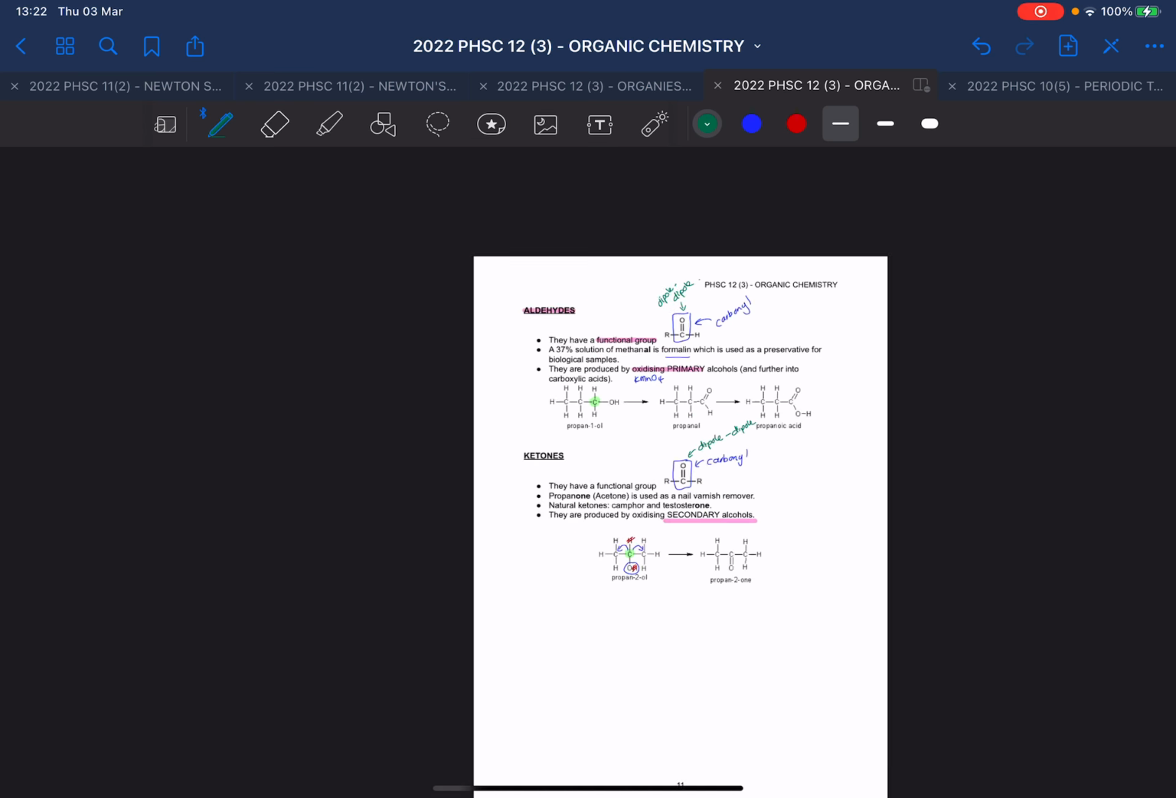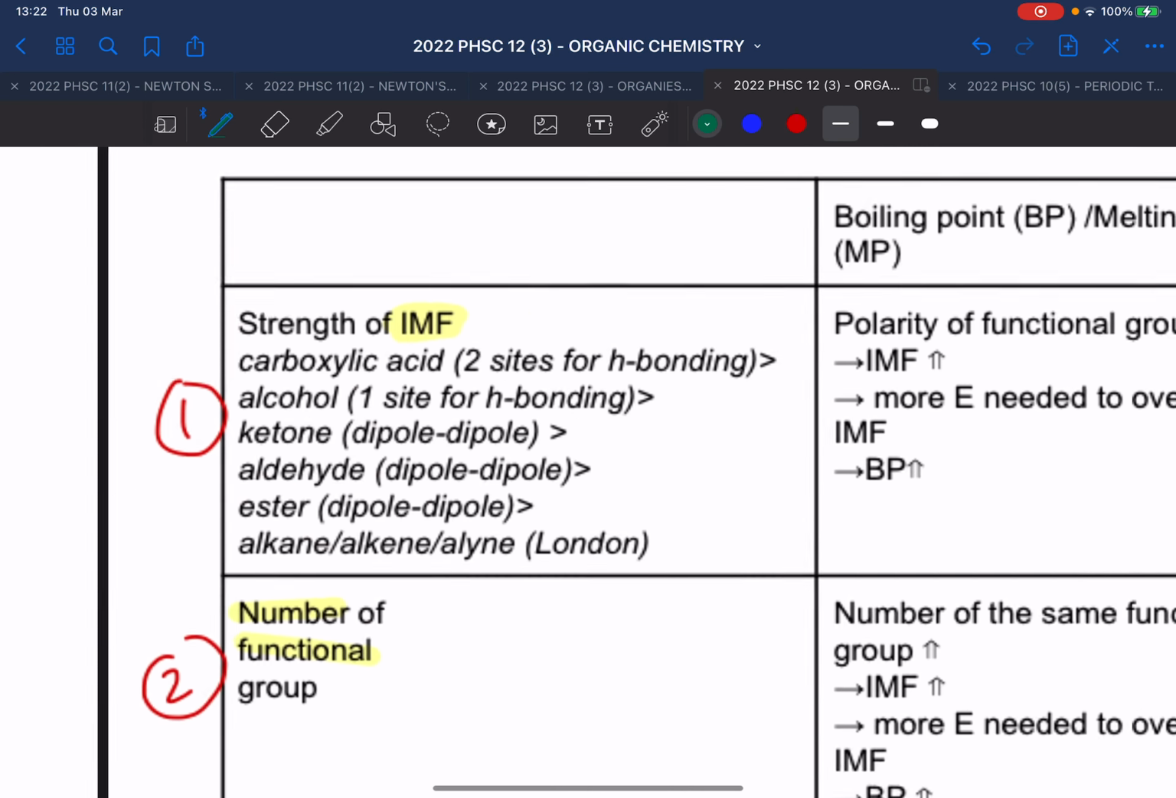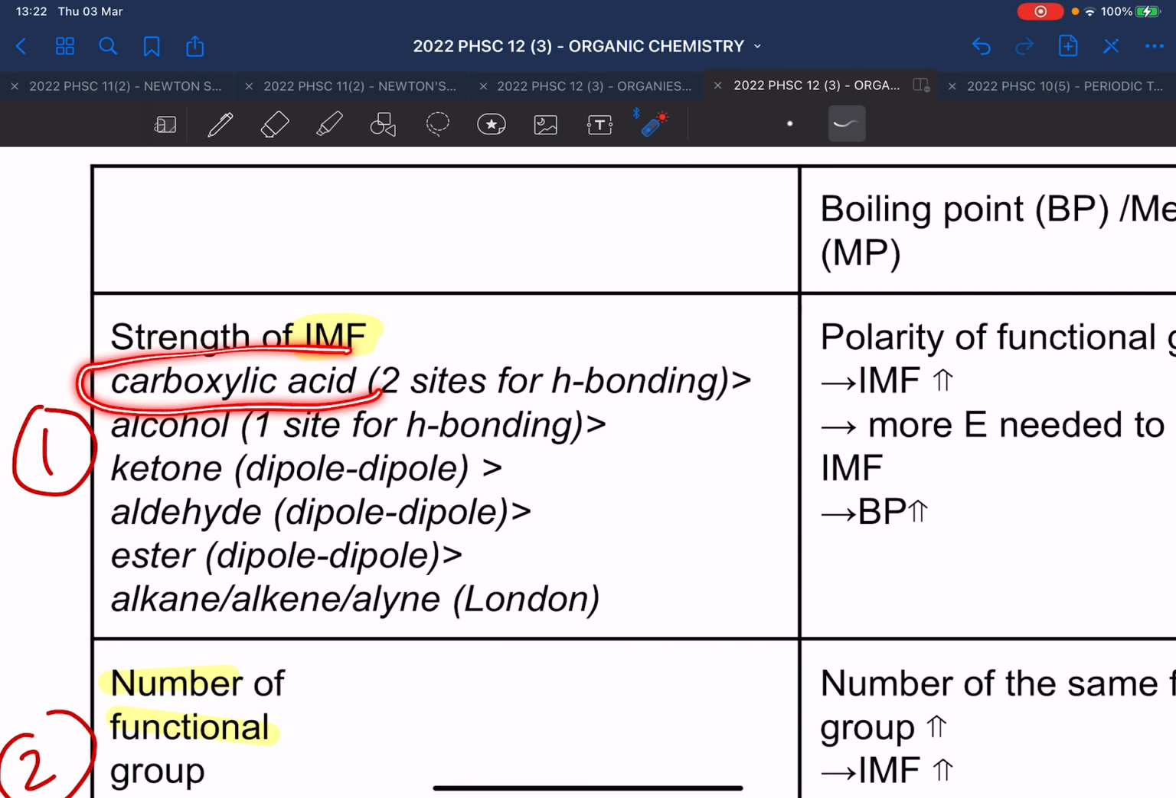Okay, so back to that page where we just were. If you see there, I tell you carboxylic acid has two sites. So carboxylic acid has two sites for hydrogen bonding, and an alcohol has one site, one place. A site is the same thing as a place where hydrogen bonding can occur. So because carboxylic acid has two sites, its intermolecular forces are greater than, stronger than those of the alcohol. Then you see here, the ketones, the aldehydes, and the esters all have dipole intermolecular forces.